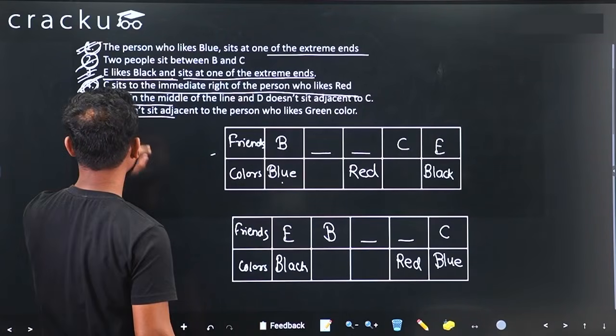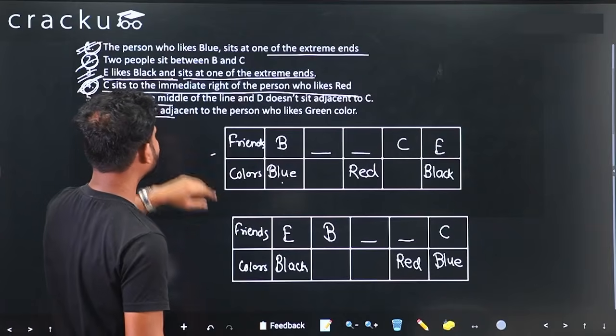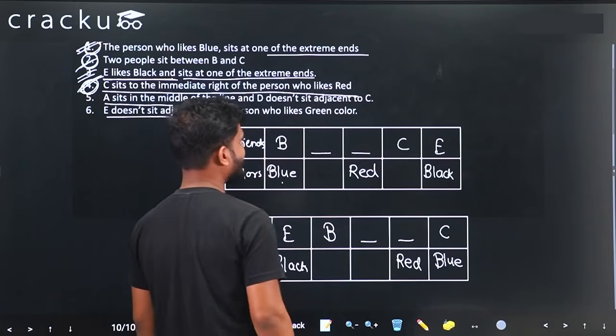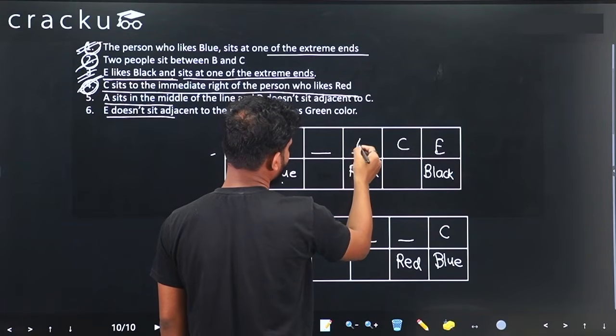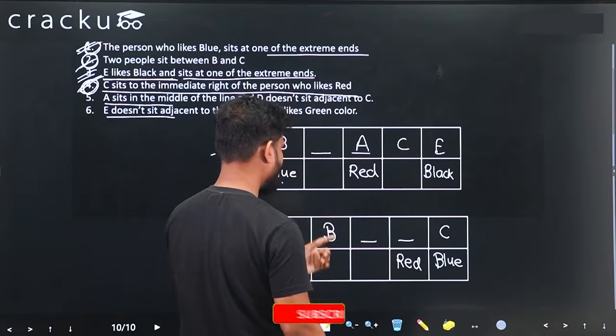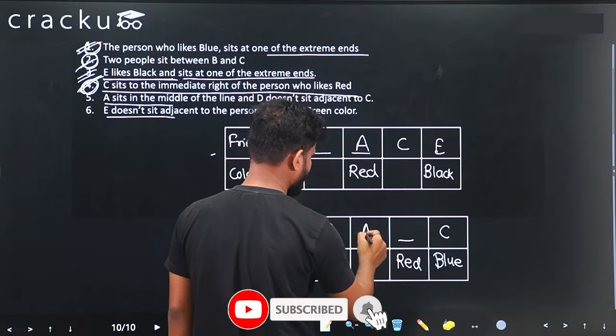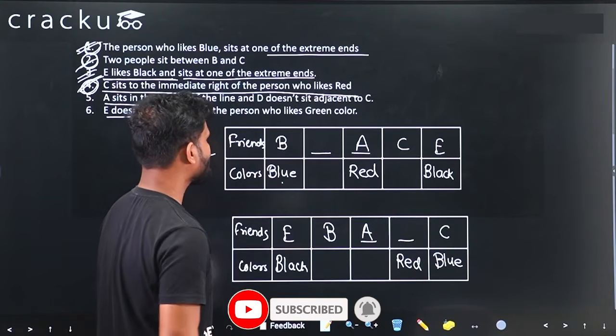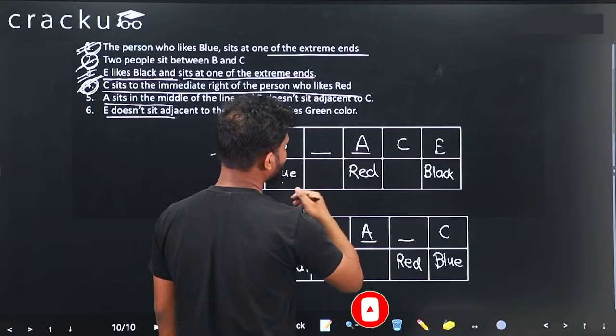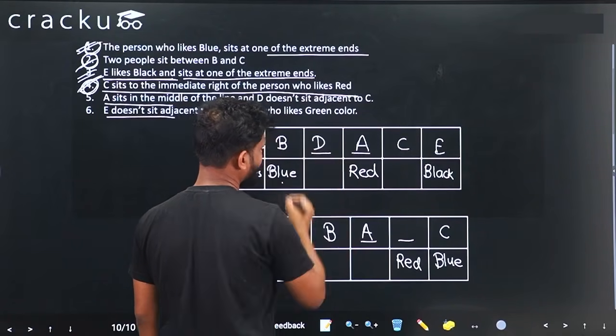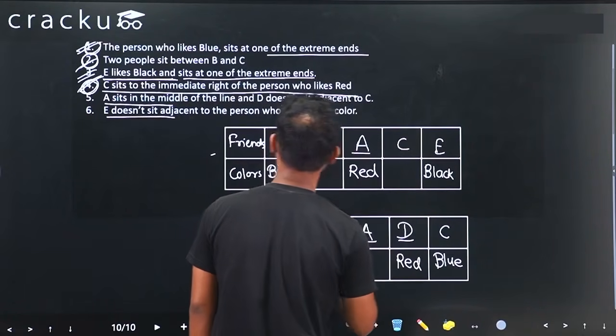Now let us see the fifth clue. A sits in the middle of the line. So where is A? A will sit here because this is the middle of the line. And in this case, A will sit here. So this is the middle of the line. So where will the person who is remaining sit? So he will sit here and D will sit here in this case.